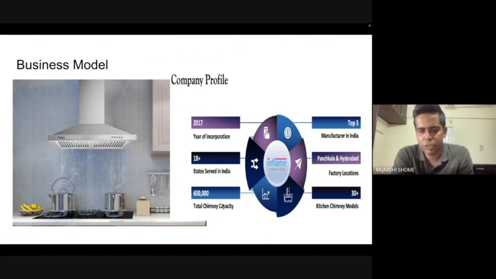As I told you, they make kitchen chimneys. Can you see the kitchen chimney models here? Basically, they're a company specialized in making chimney models. And can you see they have more than 30 models? So you can say they have 30 SKUs in their business.